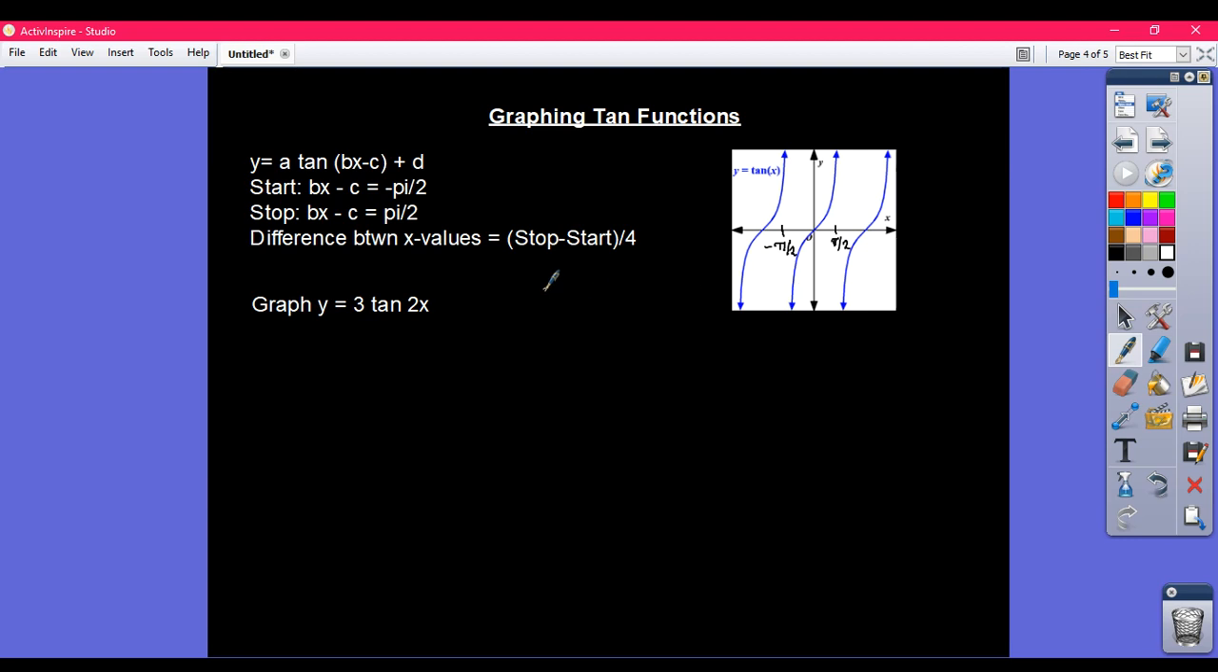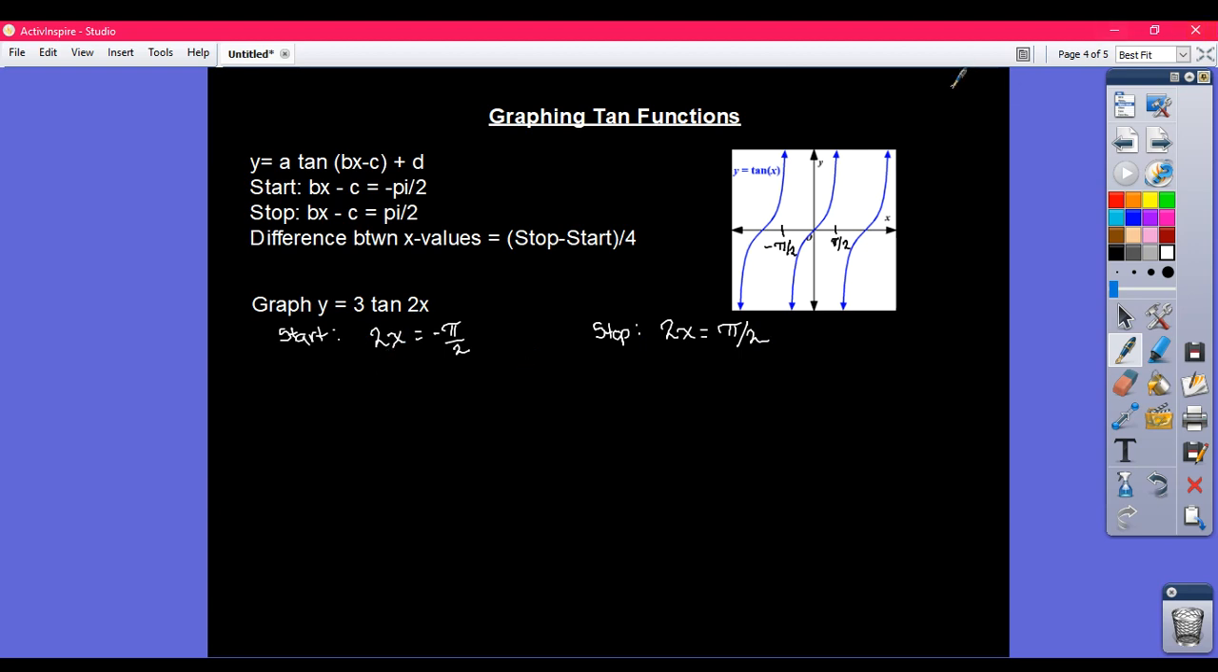So starting off with these steps, given tangent, I'm just going to set the bx value, because there's no c being added or subtracted, equal to negative pi over 2 for the start value, meaning my first x value, where does it start in one period. So I'm going to set 2x equal to negative pi over 2. And then the stop, I'm going to set 2x equal to positive pi over 2. And from here, solve for x.